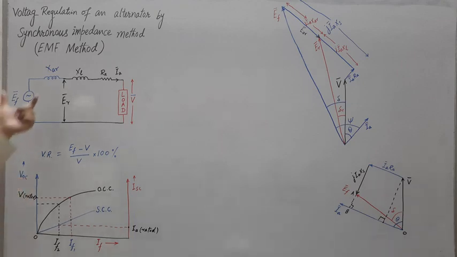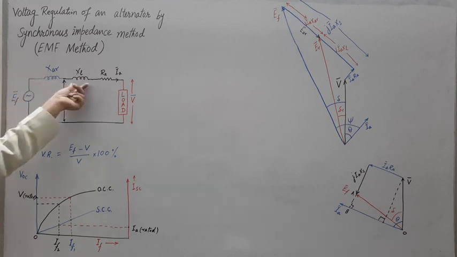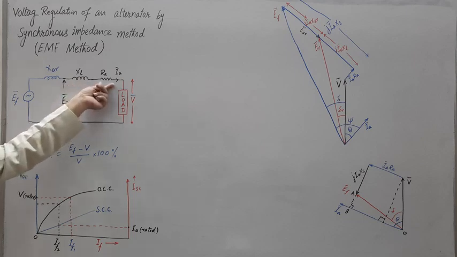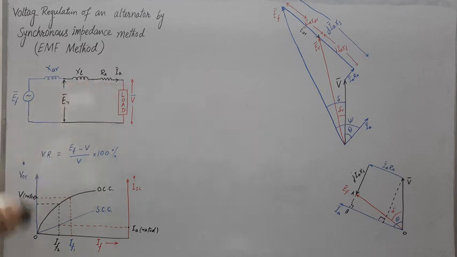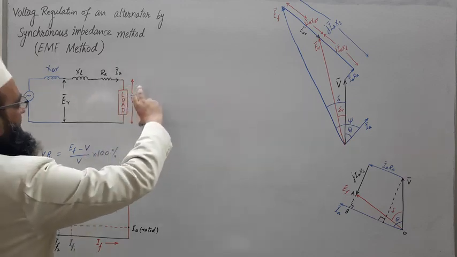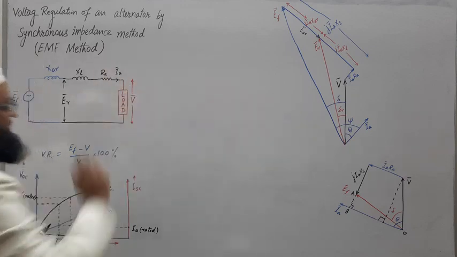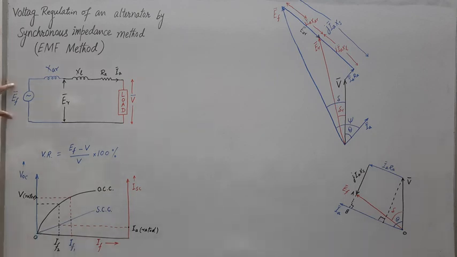What does it mean by armature reaction drop? This IA is flowing through all these elements. So the drop across this will be IA XAR, corresponding to armature reaction drop. This will be IA XL, corresponding to leakage reactance drop, and this will be IA RA, corresponding to armature resistance drop. Once current IA is flowing, all these drops will come into the picture and the phasor terminal voltage V will maybe be different than this.